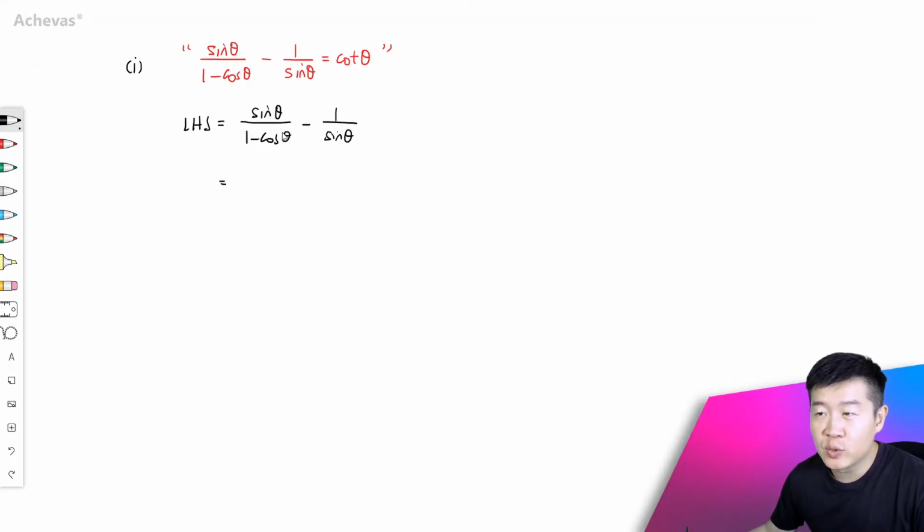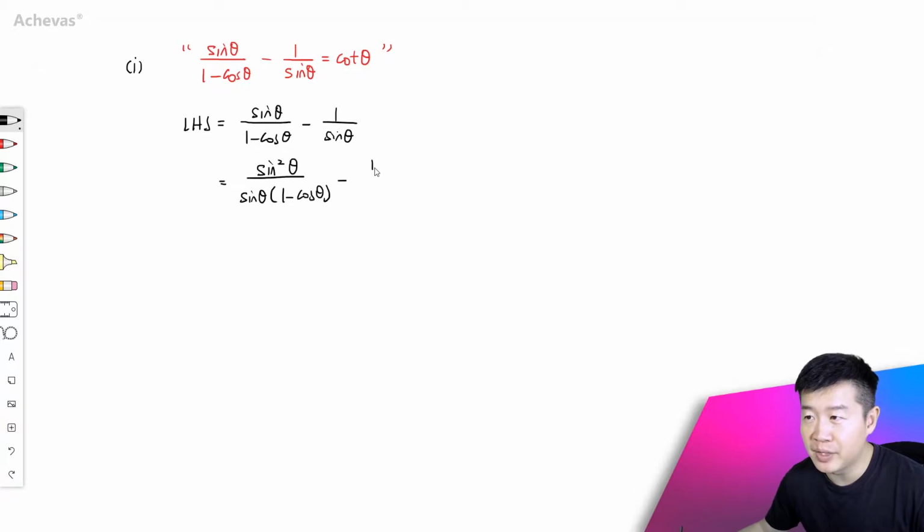I am going to try to work on the same denominator to combine this into one single expression, and that common denominator will be sine theta (1 minus cosine theta). So this will be sine square theta if I were to multiply the numerator and the denominator by sine theta, and the denominator will be sine theta cosine theta. And this, I'm going to multiply the numerator and the denominator by 1 minus cosine theta. So the denominator will be sine theta and 1 minus cosine theta.